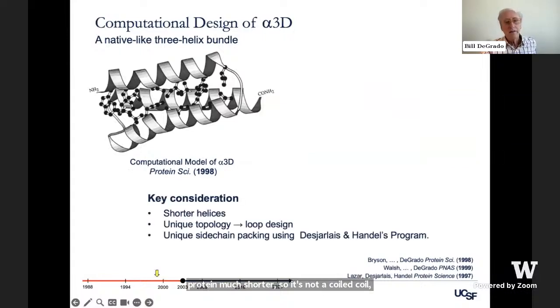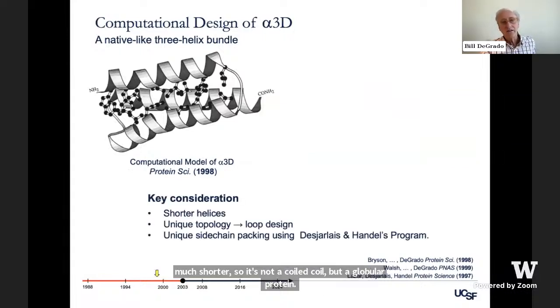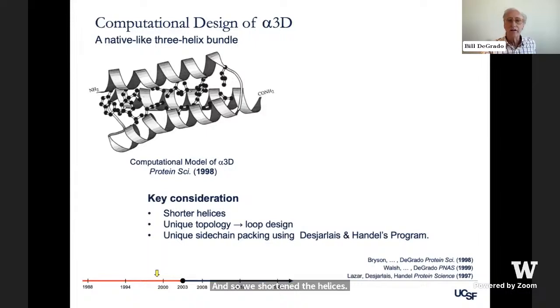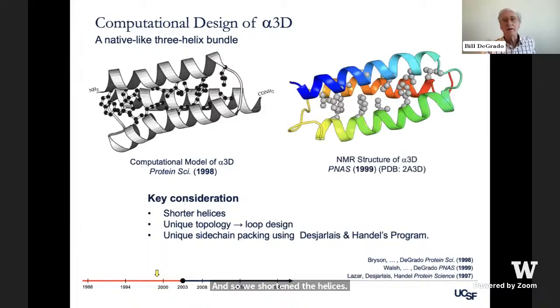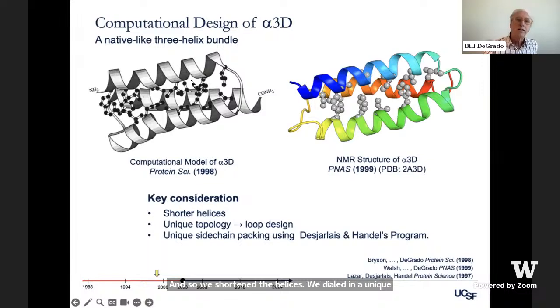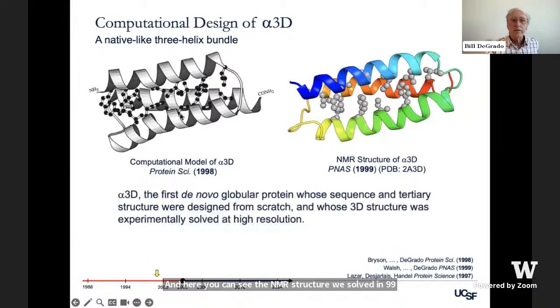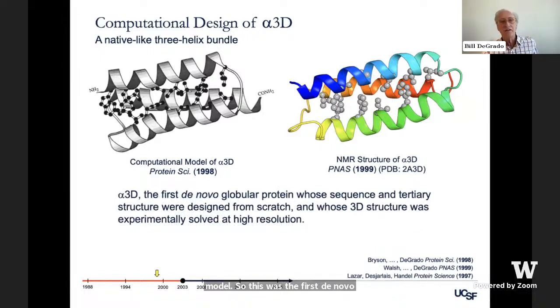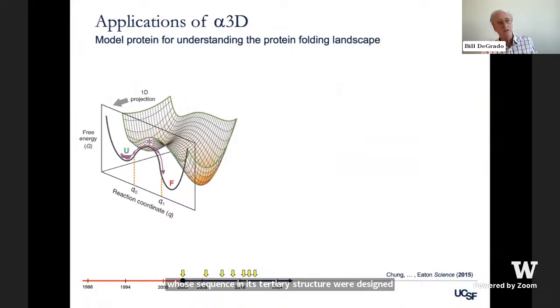And so we shortened the helices, we dialed in a unique topology, and we used Desjardins' program to design the interior. And here you can see the NMR structure we solved in '99 looked just like the protein model. So this was the first de novo globular protein whose sequence and tertiary structure were designed from scratch and whose 3D structure was determined experimentally at reasonable resolution.